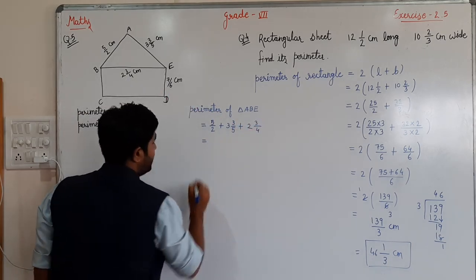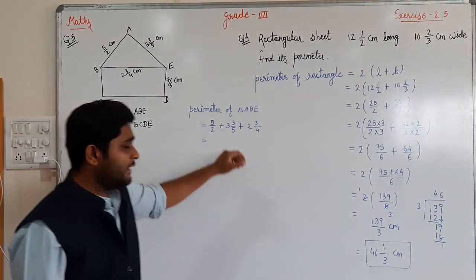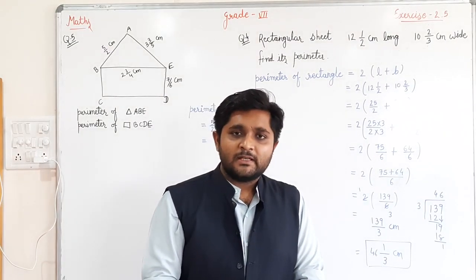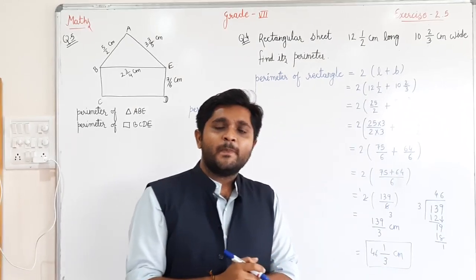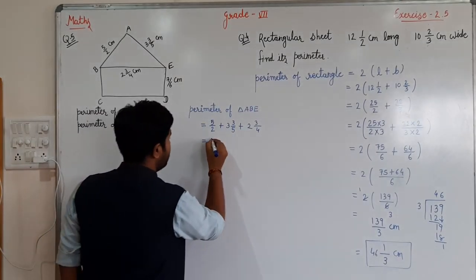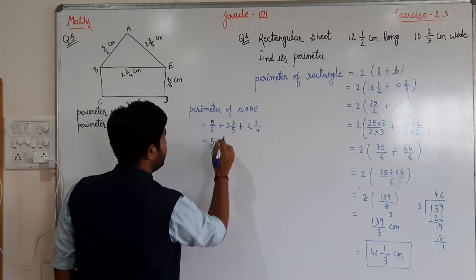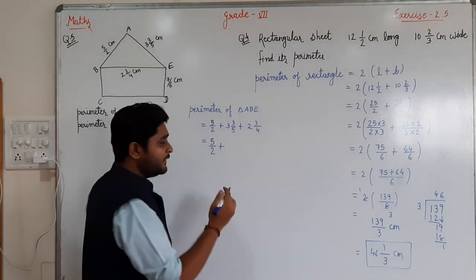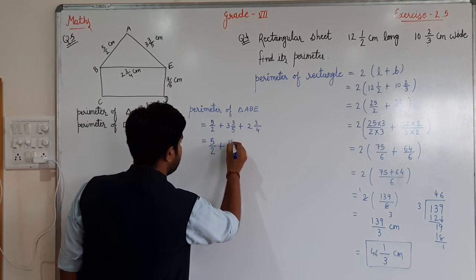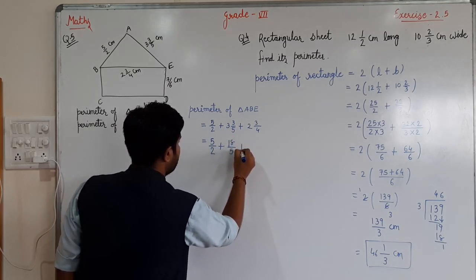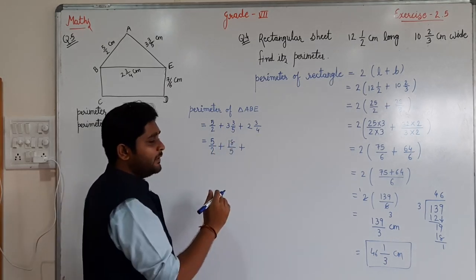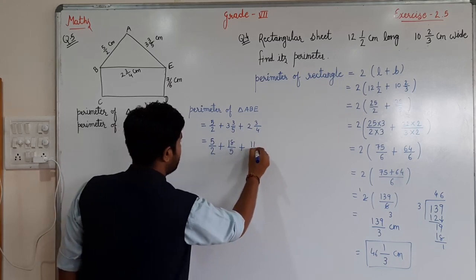So friends, what is our first work? Mixed fractions are given, so convert these mixed fractions into improper fractions. Let me start. 5 upon 2, plus 5 3s are 15, 15 plus 3 is 18, upon 5, plus 4 2s are 8, 8 plus 3 is 11, upon 4.